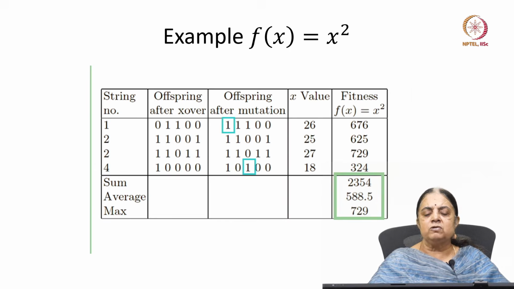So once you have done the crossover, you do the mutation. These are the strings we have after crossover, and you have decided to mutate two strings here. So this 0 has become a 1, and here this 0 has become a 1. This is your population which goes into the next generation, and this gives you your fitness values, the total fitness, the average fitness and the maximum fitness, and you find that this is much better than in the previous generation.